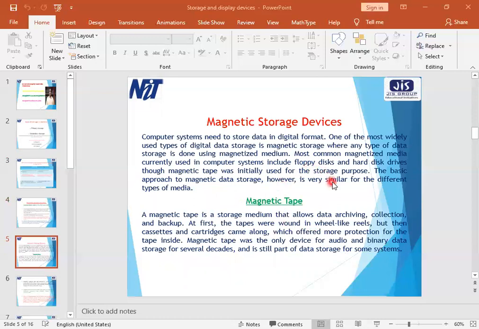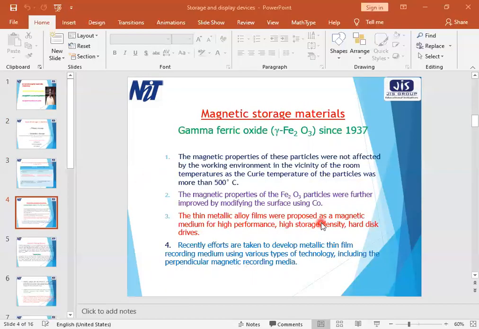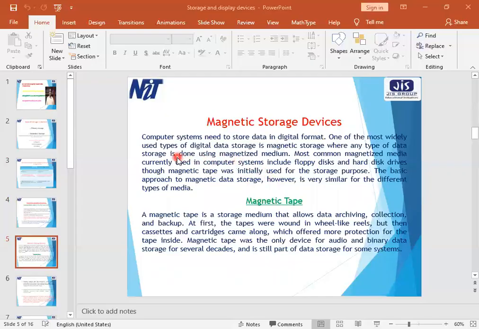Now, magnetic storage devices. We know that a computer system needs to store data in digital format. One of the widely used types of digital data storage is magnetic storage. I told you that there are three types: magnetic, semiconductor, and optical. About the magnetic storage device, we are discussing that to store the data, magnetic storage devices can be used, and the information is always coded in terms of either 0 or 1.